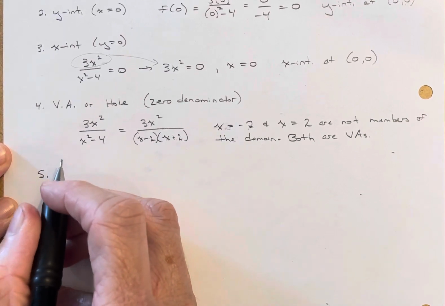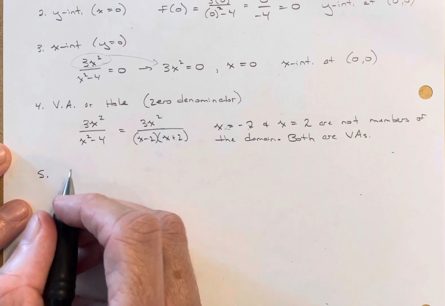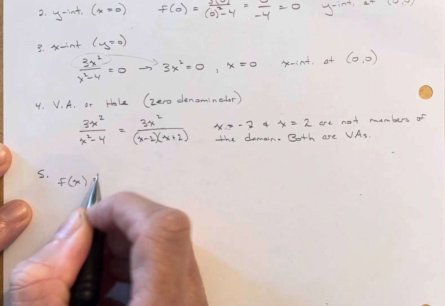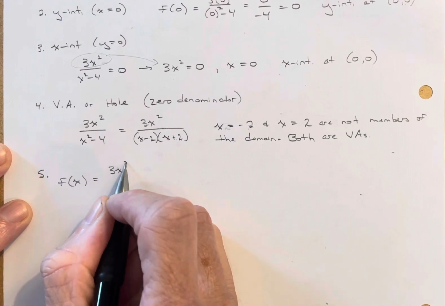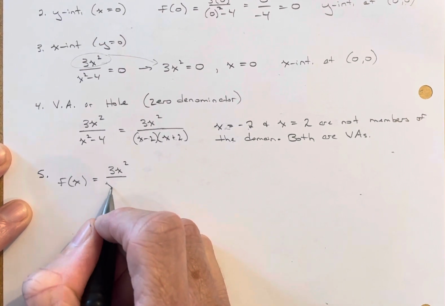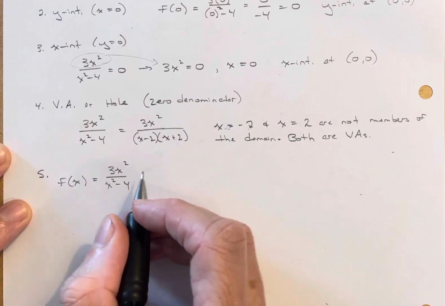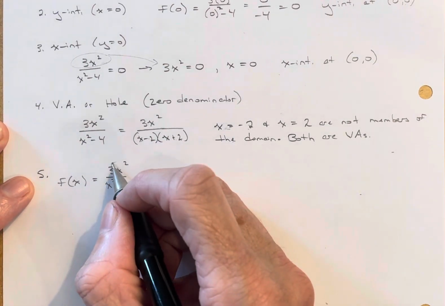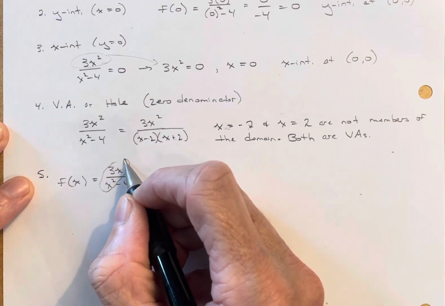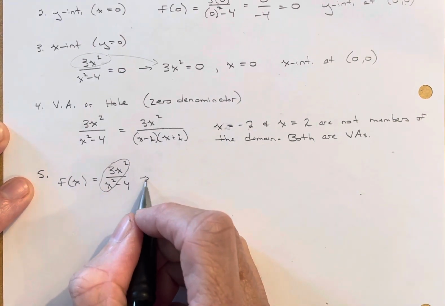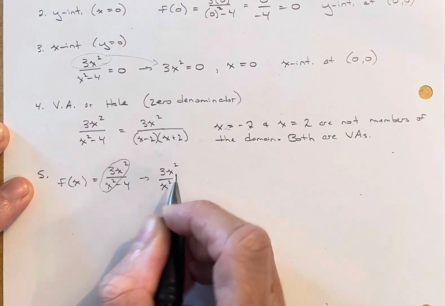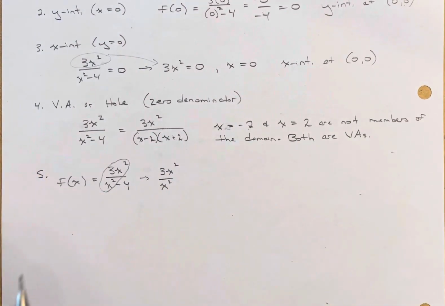Okay, with a horizontal asymptote, we look at the leading terms. So let's write down the function. F of x equals 3x squared divided by x squared minus 4. When we go to positive infinity and negative infinity, we're focused right here on the leading terms. We're focused on 3x squared over x squared because subtracting 4 from infinity has no meaning.